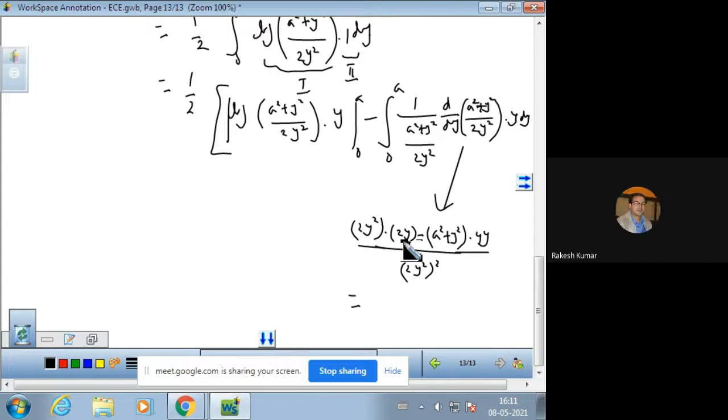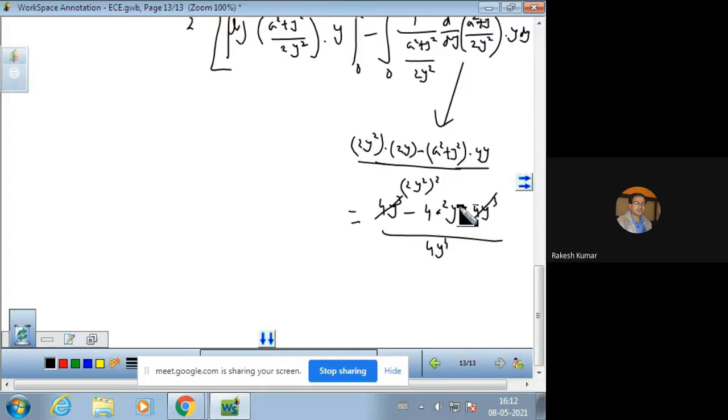Now let us solve here. So 2 2s are 4 y cube minus 4 a square y minus, this is minus sign, minus 4 y cube. So 4y cube, 4y cube cancel. Here we have 2 square is 4 y 4. So 1 y from here can be removed with this. So now you can put the limit.